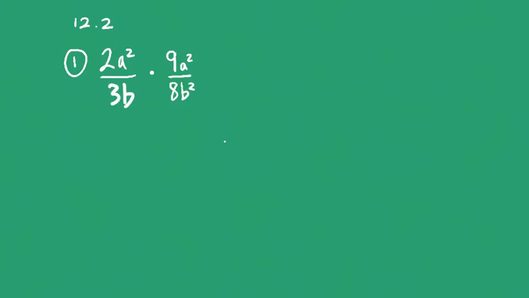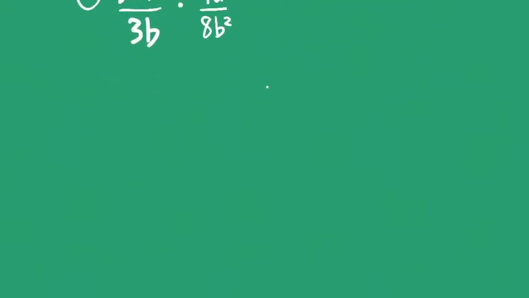Section 12.2, number 1: 2a squared over 3b times 9a squared over 8b squared. Here we've got monomials, all one term on top and bottom of both fractions. With monomials, you can just multiply across, and then we can reduce if anything reduces.